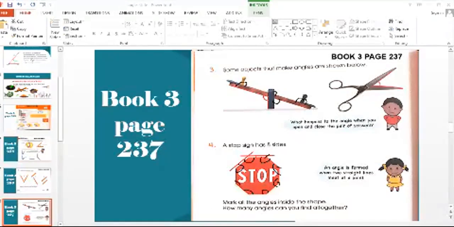You will always mark the angles inside the figure. So see, I'm pointing out and I just count how many angles there are. There are 8 angles. And let's count the sides.